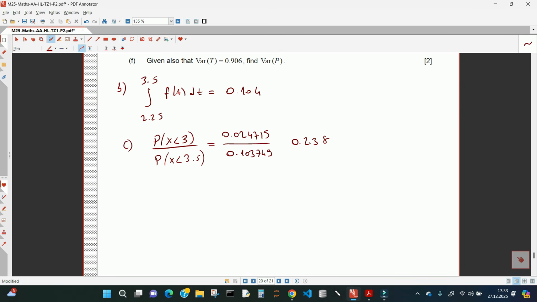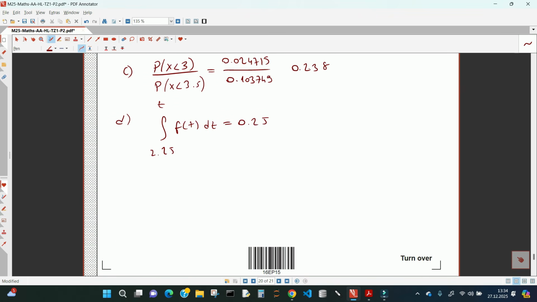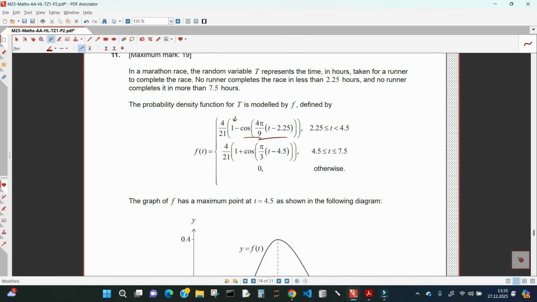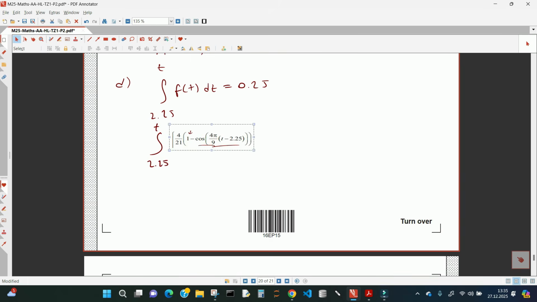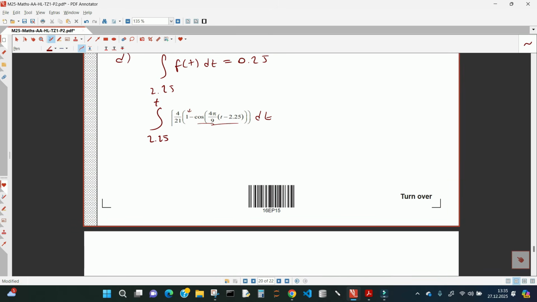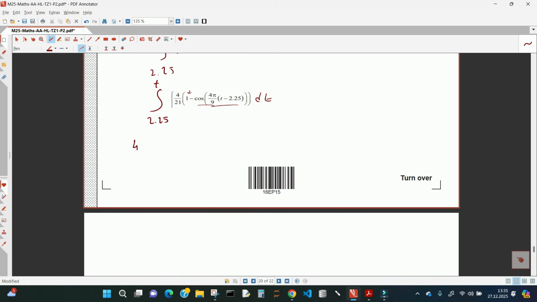The lower quartile means the answer of the integral will be 0.25. So if you write the function in here again, I will just copy this one in here. Try to find the integral in here. How are we gonna find the integral? You can take the constant 4 over 25 out of the integral and write it in parentheses. I know the integral of this one is t, and the integral of cosine is sine. In parentheses, you can write the same value here.